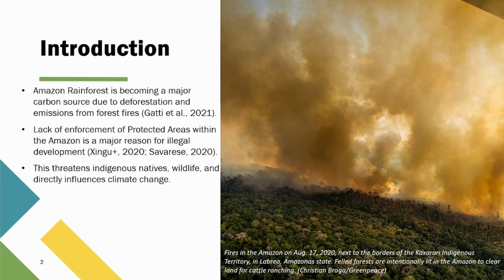So let's get started. It goes without question that the Amazon rainforest is threatened by deforestation and climate change. A recent study found that the Amazon is actually becoming a major source of carbon emissions. This is due to deforestation and forest fires. Alongside that critical issue, lack of enforcement of protected areas within the Amazon is a major reason for illegal development. This threatens indigenous natives, wildlife, and directly influences climate change.